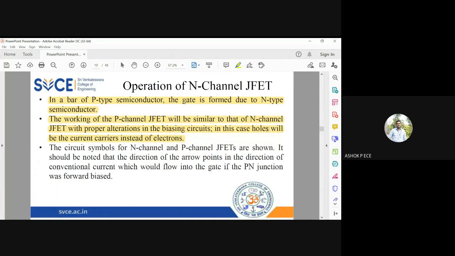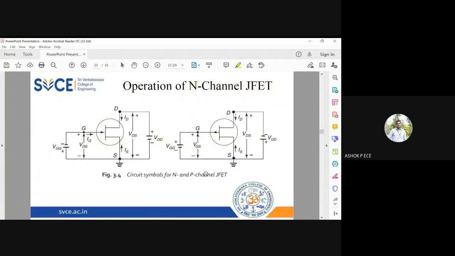In the n-channel we had electrons as the majority carrier, but in the p-channel you will have holes. The circuit symbols are shown for the n-channel and p-channel JFET. Here, this is the symbol for the n-channel and the p-channel. See, it is looking like a transistor.